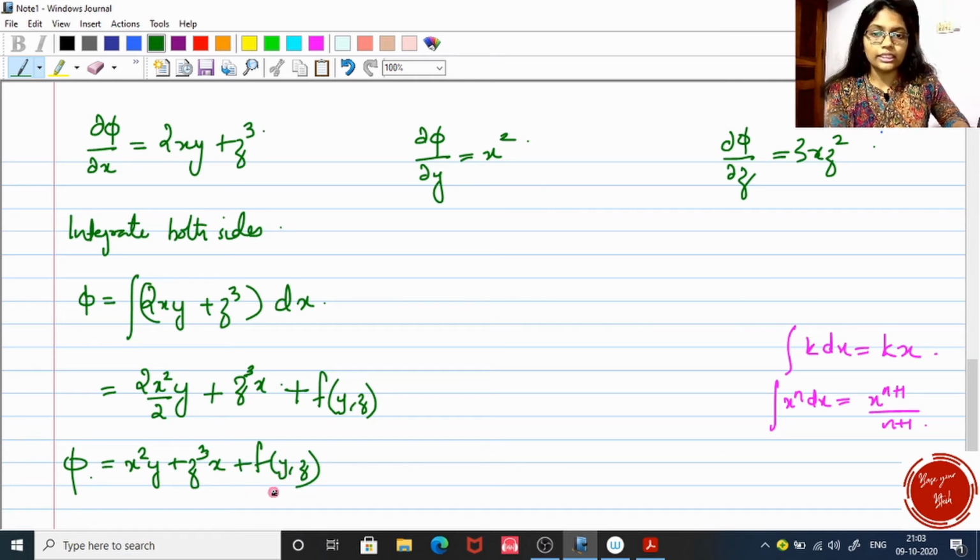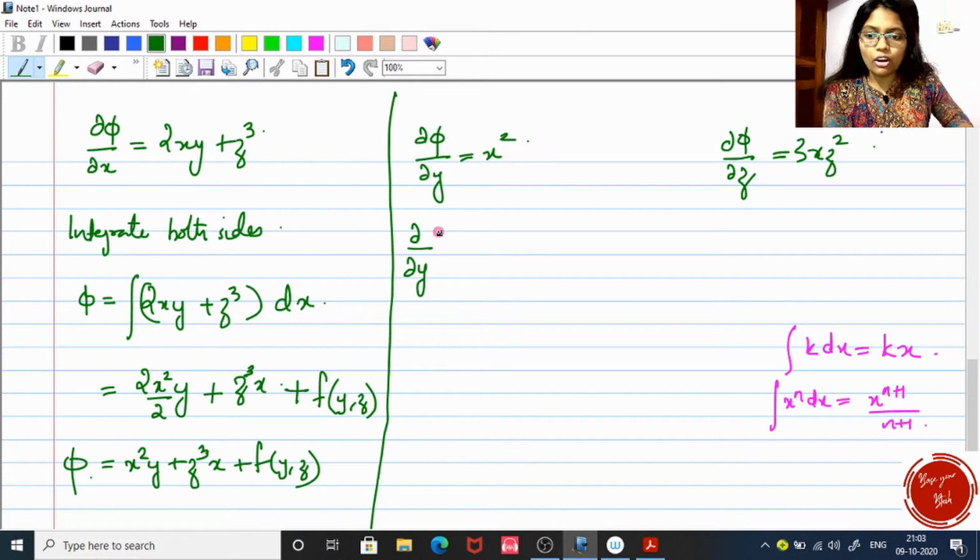What is that function? In order to find that, we make use of the remaining two equations. So phi is already there. Now let's take the derivative with respect to y. Just substitute this phi over here. So this becomes dou by dou y of x square y plus, sorry, that is z cube x plus f of y comma z, equal to x square.